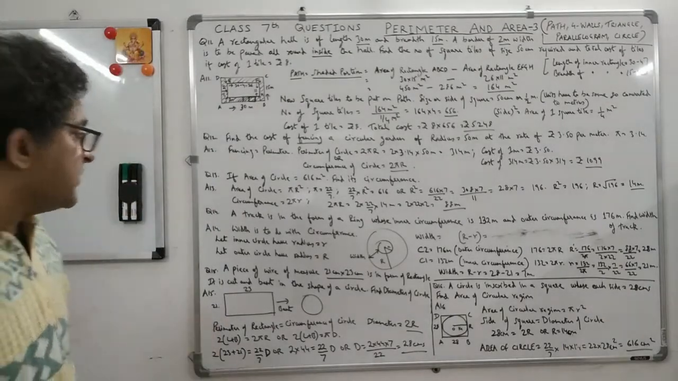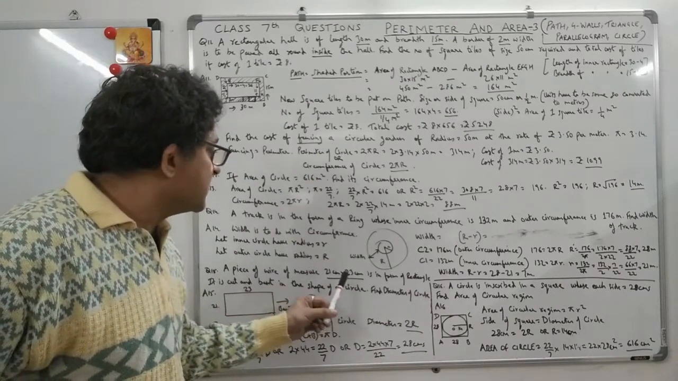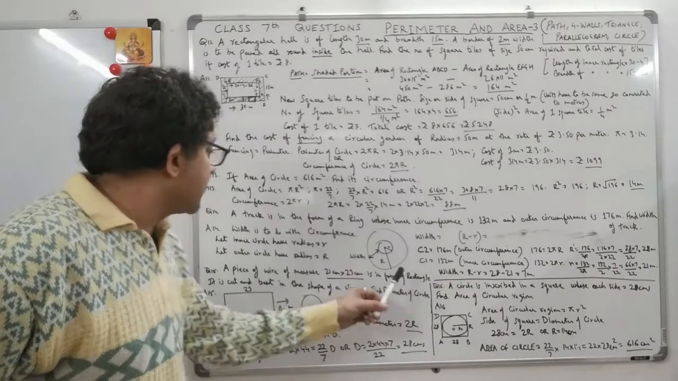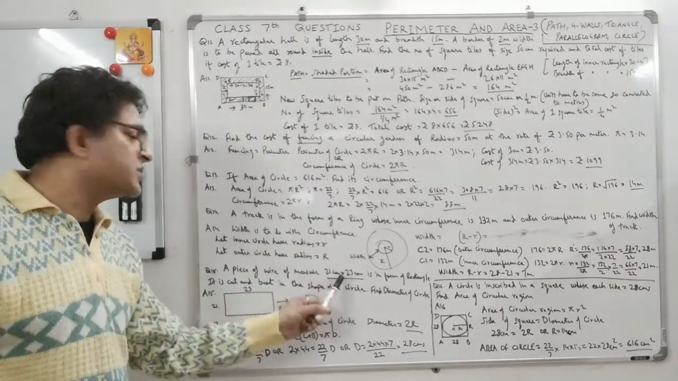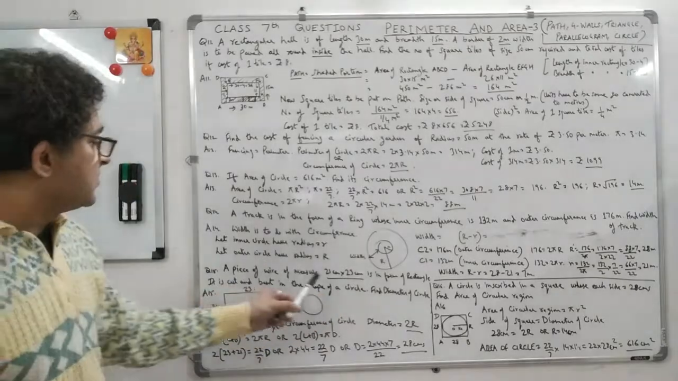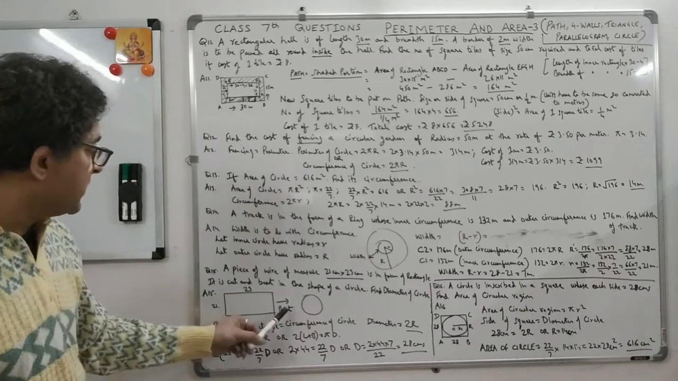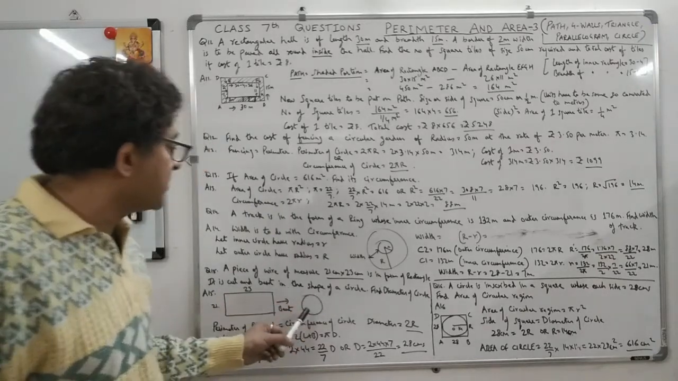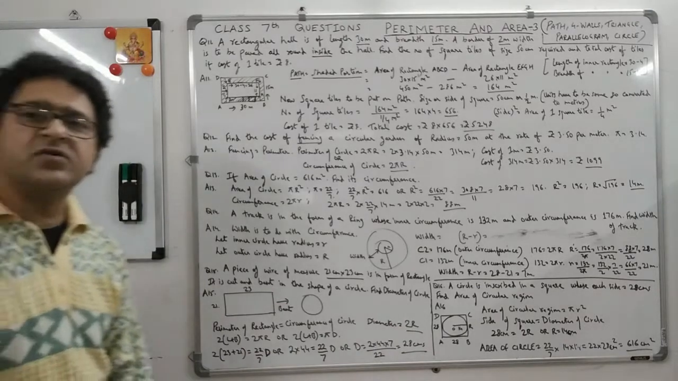Now two more questions are left. A piece of wire measuring 21 centimeter into 23 centimeter is in the form of a rectangle. It is cut and bent to form the shape of a circle, right? Find the diameter of the circle. Not a very difficult question.